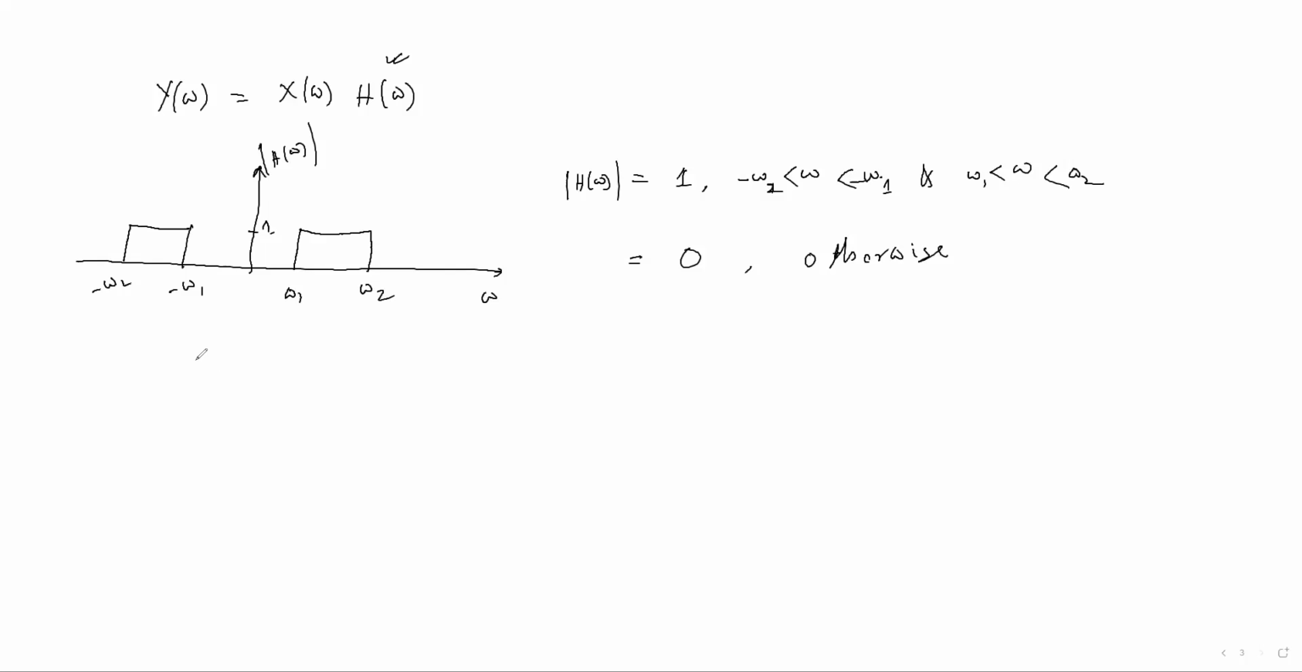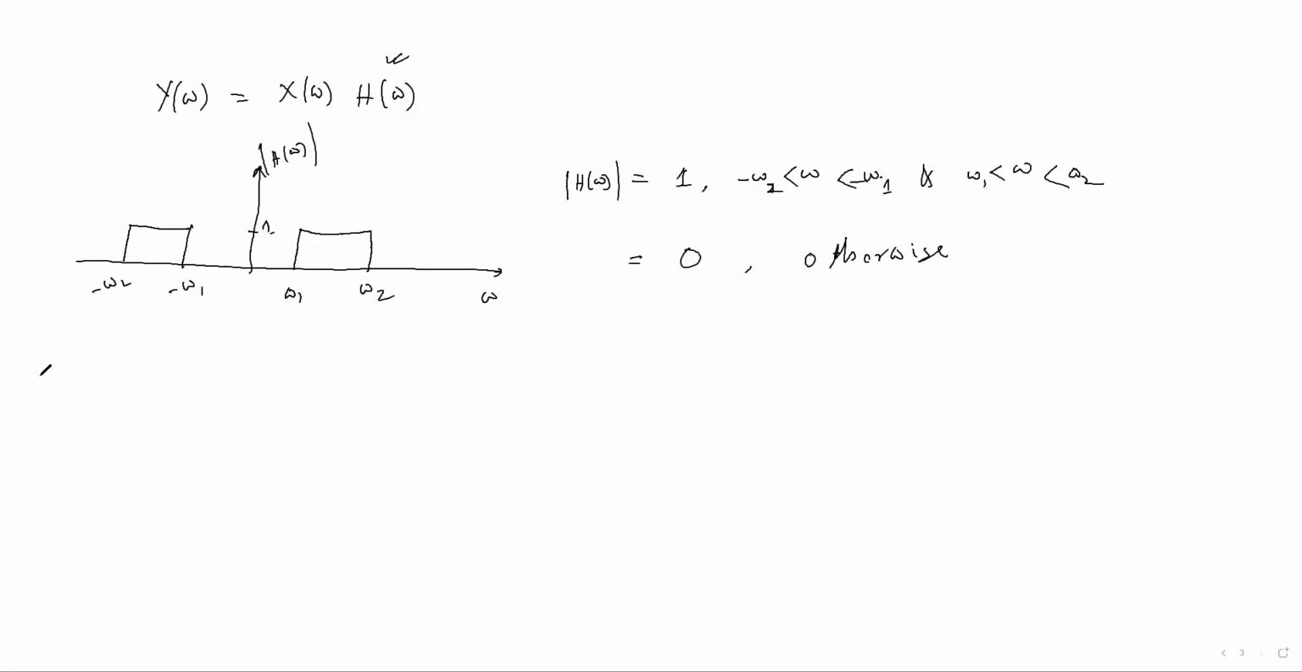There is no need to show with the X plot how it takes only some portion of the frequency from the input, because you can see that the frequency components exist only from omega 1 to omega 2. When you multiply this shape with X of omega, then only the frequency components present in this range are present in Y of omega. That's why this is known as a band pass filter.